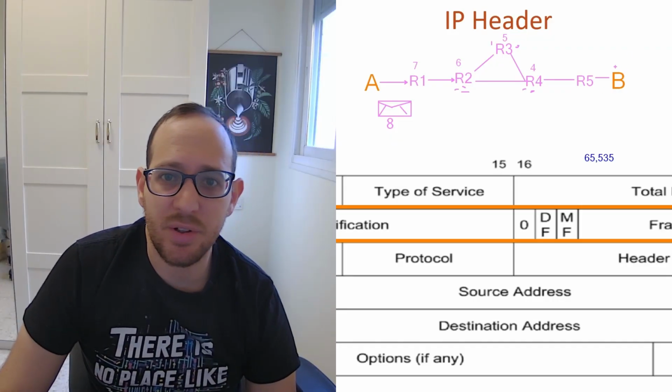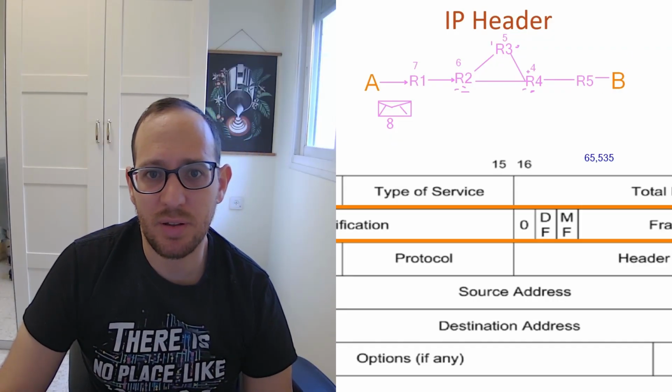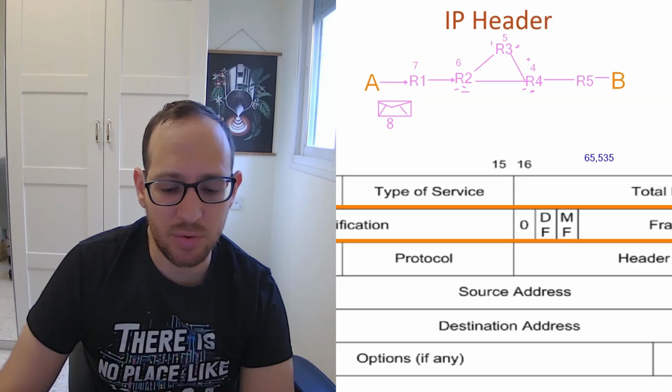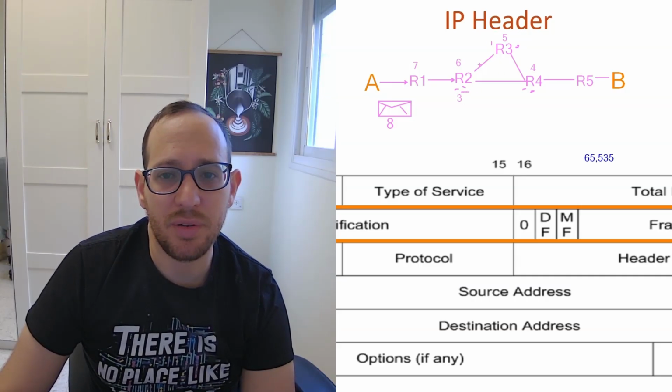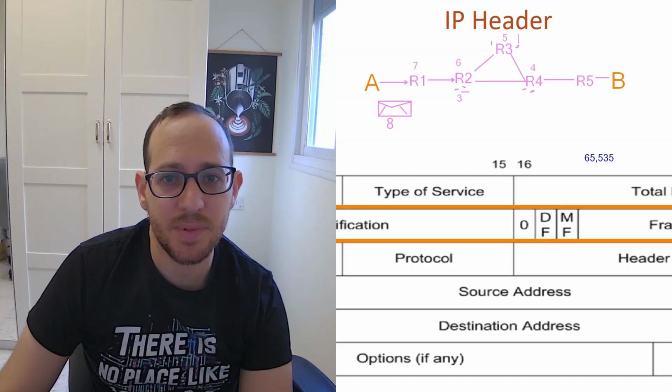In this case, though, R4 says, okay, I reduced the TTL to 4. I'm now forwarding to R2, which reduces it to 3. R3 then reduces to 2.